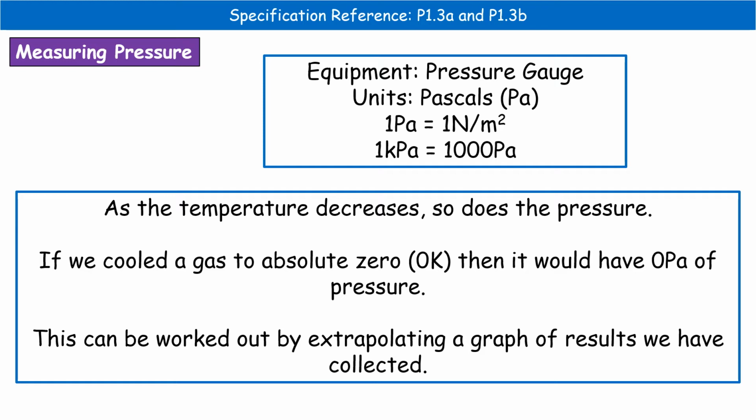Now, because experimentally getting the gases down to 0 degrees Kelvin is not likely, we actually do this by extrapolation of a graph. So you've got results from things we can get to quite easily, and then you just extend the line out to get to what it would be.